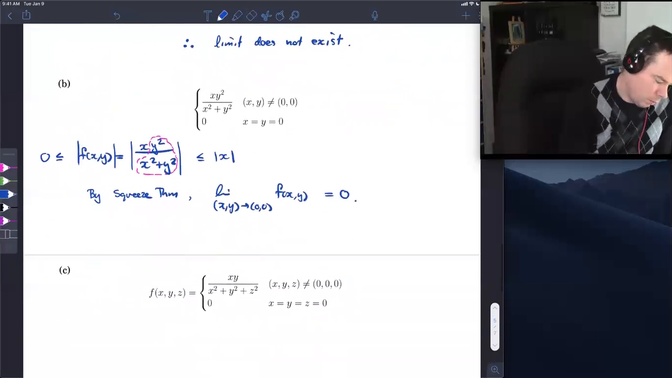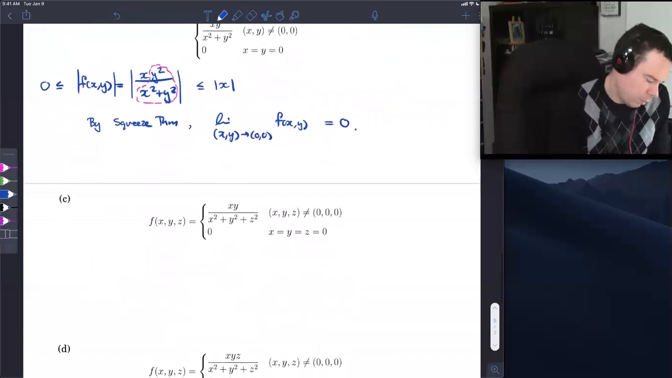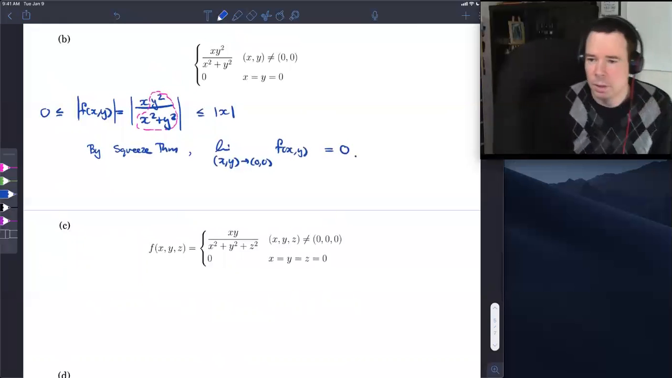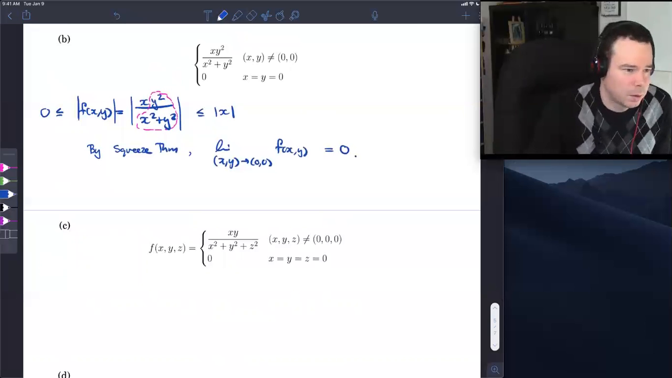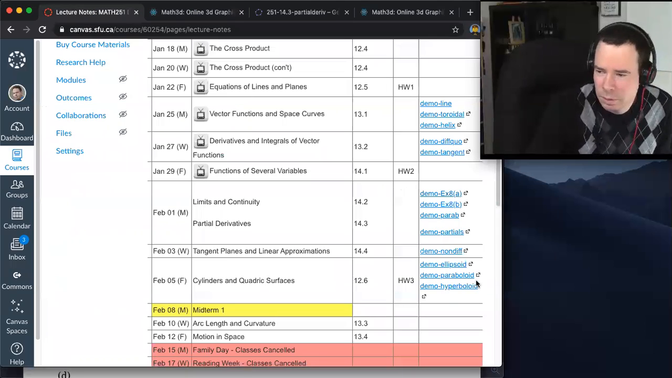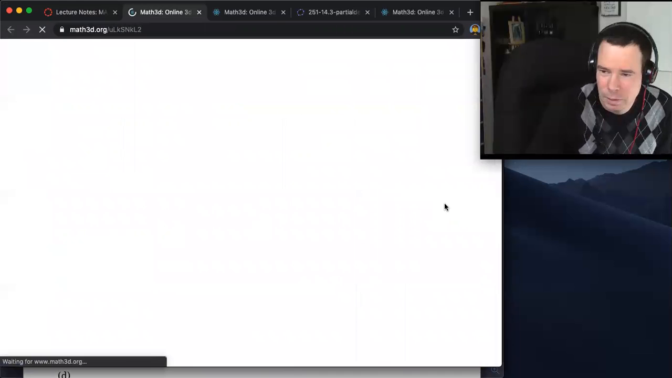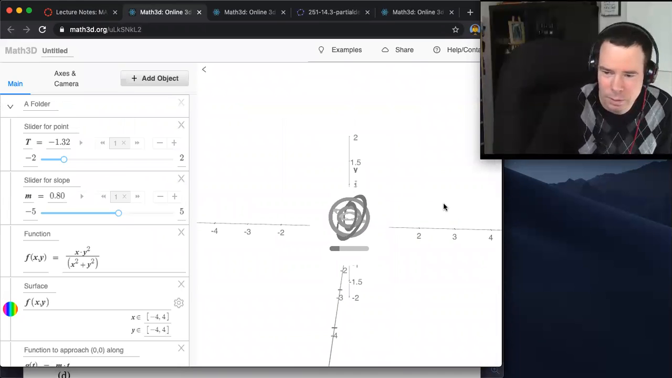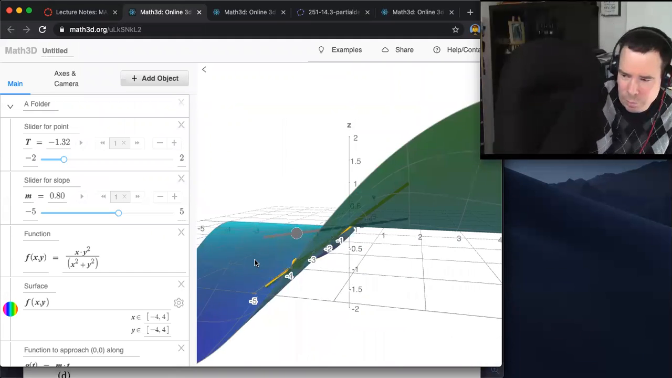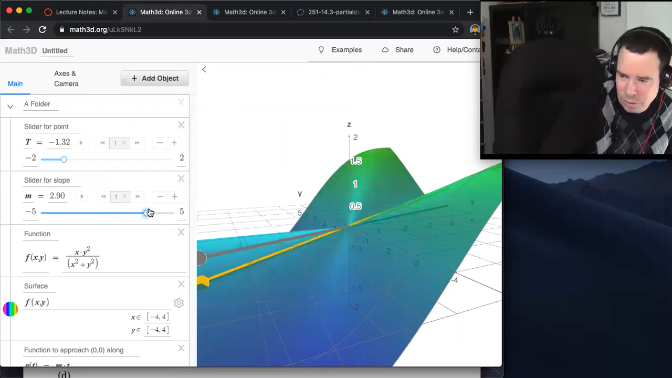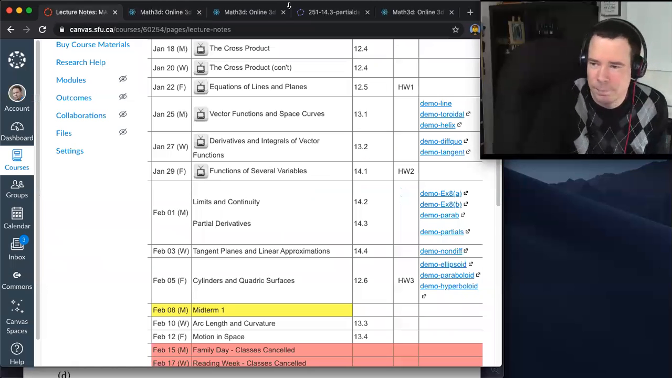Let's have a look at one more. We're at 9:20, so we'll be able to wrap this one up really quickly as well. I encourage you also to play around with 8b. I've got the demo there for 8b as well, and you can try to look at what happens as you come along different directions. You can see that no matter which direction I come along, my function value is always going to 0. So you can have a look at that as well.